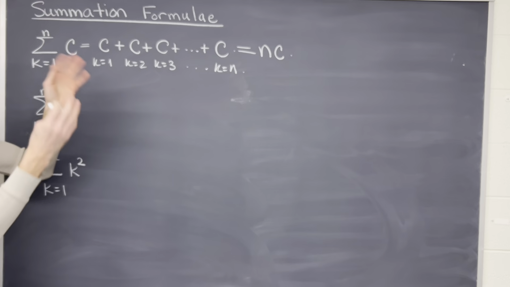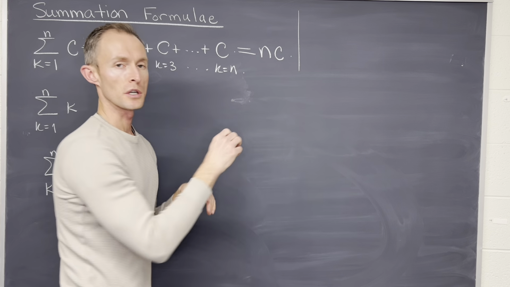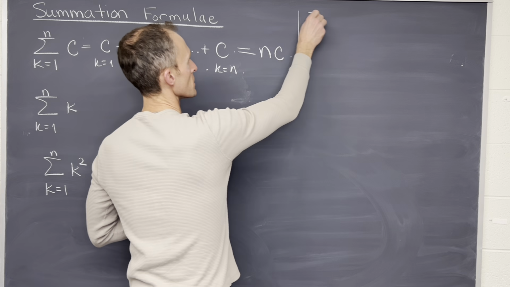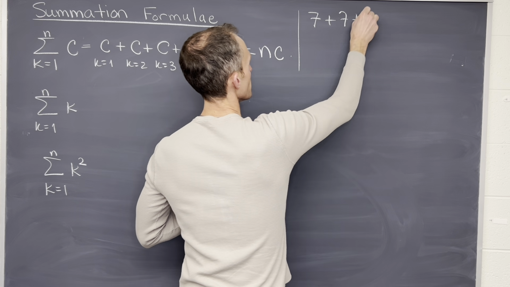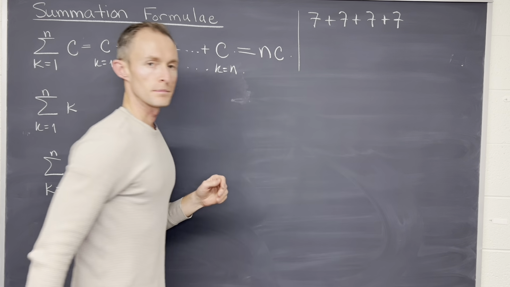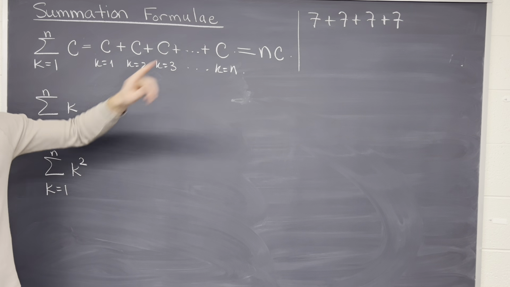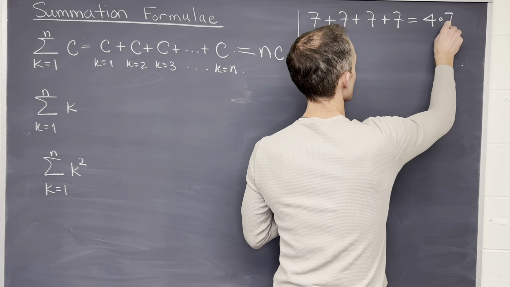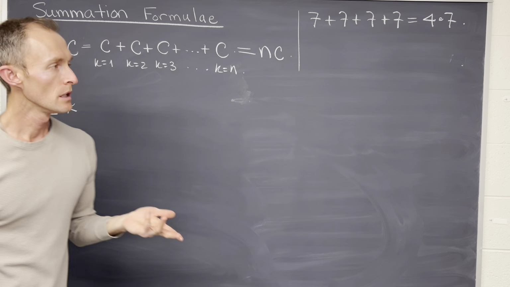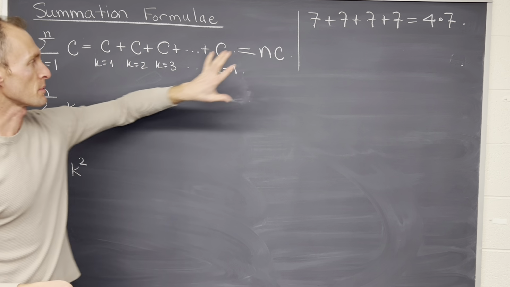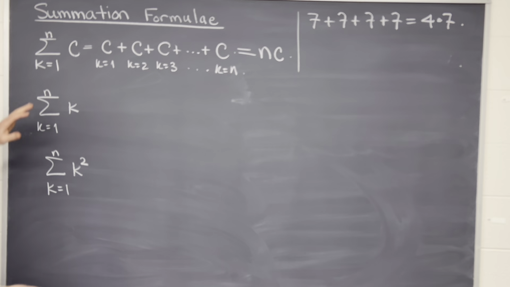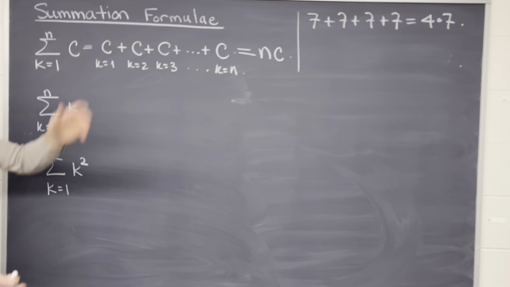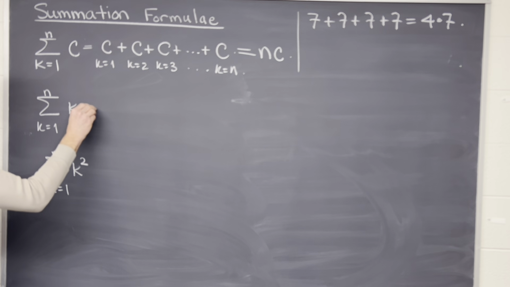If you don't like that, think about it in concrete terms. Choose your favorite constant, let's say 7. If I take 7 plus 7 plus 7 plus 7, just like C plus C plus C plus C, that's really just 4 times 7, so that's 28. It's the same thing we have here. This is probably the number one thing that trips people up: if I add a constant to itself a certain number of times, that's what you get.